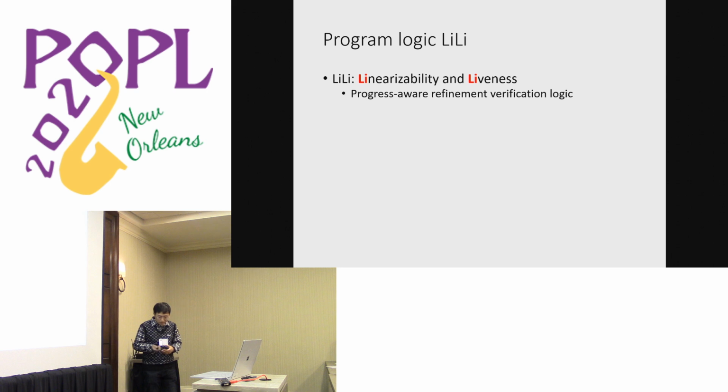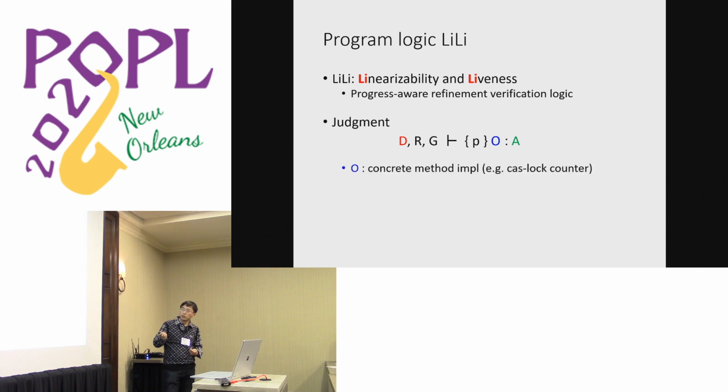So then we have a program logic which we call LiLi. It combines linearizability verification and liveness, and underlying the logic is program-aware refinement reasoning. The judgment is in the form of a rely-guarantee style logic with extra specification of definite actions. It says the object's implementation refines some atomic object specification. This P could be viewed as an object invariant.